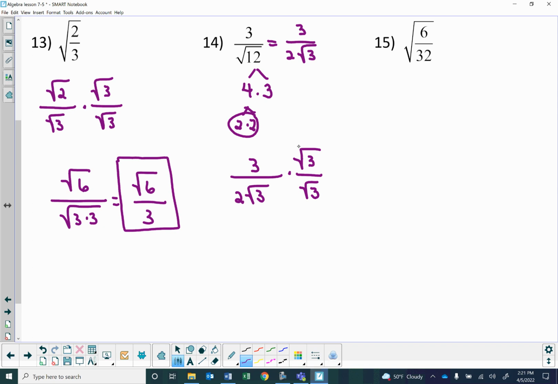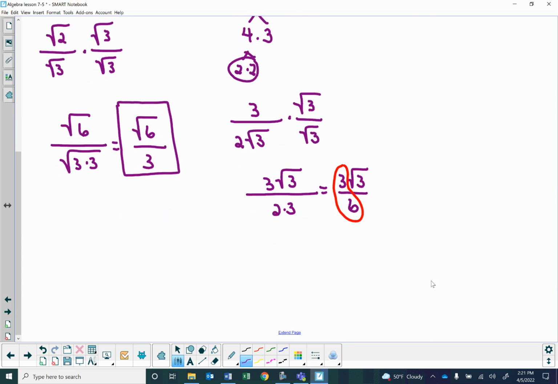So in the top, 3 times the square root of 3 becomes 3 square roots of 3. And on the bottom, the square root of 3 times the square root of 3 is 3. So I get 2 times 3, which is 6. So I get 3 square roots of 3 over 6. Now I can simplify because both the 3 and the 6 are outside of the radical symbol, which means I can take 3/6 and reduce that just like I would normally reduce a fraction. So 3 over 6, 3 goes into itself once, and it goes into 6 twice, so this becomes the square root of 3 over 2. And I have simplified that radical, and there are no radicals in the denominator.